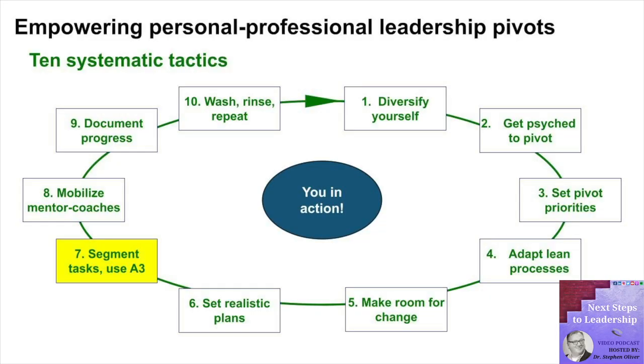Great. How about number 7? So what are we doing here? 7 is, we kind of covered this a little bit, but you've got to break up the tasks involved in your pivoting into manageable segments using proven tools to manage those efforts. And we talked about you eat an elephant one spoon at a time.